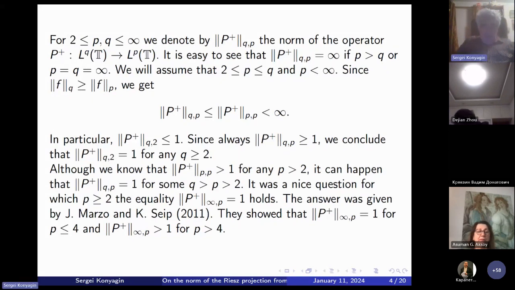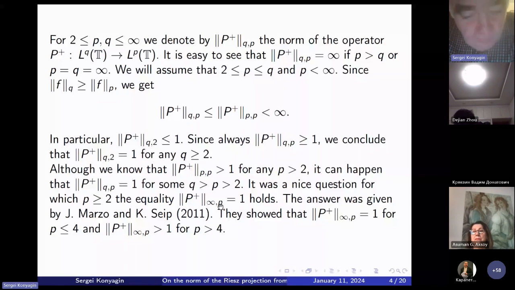So we know that if p equals q, and we consider the norm of the operator from L^p to L^p, and p is greater than 2, then the norm is greater than 1. But it can happen, why not, that the norm of this operator could be 1 if q is greater than p, p greater than 2. It was a nice question: for which p is the norm of this operator from L infinity to L^p equal to 1?